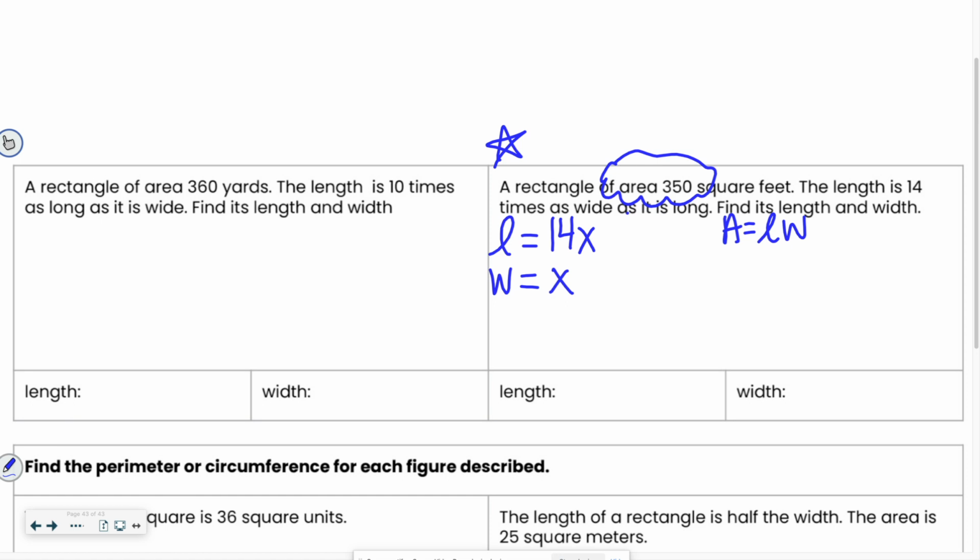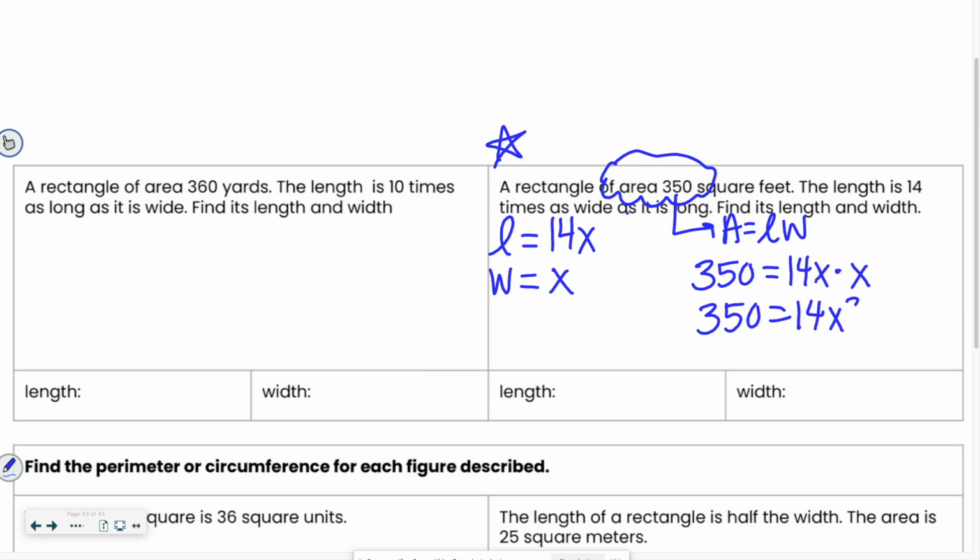Now we're going to plug in what we know. We know our area is 350, so I'm going to plug in 350 for A. Our length is 14x. And our width is just x. And now we just algebra our way through this. How do we simplify 14x times x? 14x squared. Oh, very good. 14x squared.